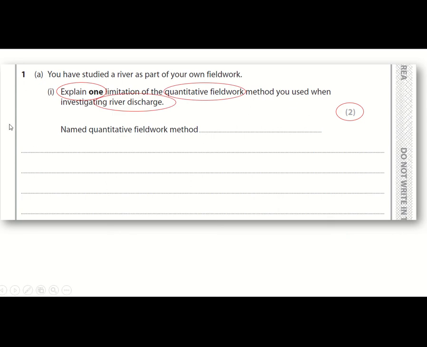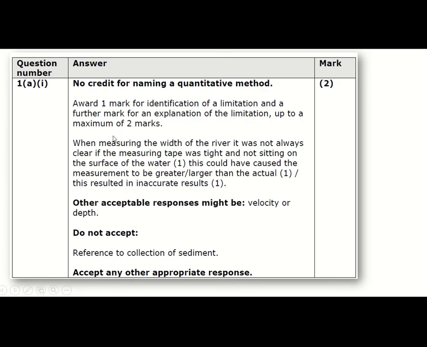So specifically, you need to be looking at things like using a tape measure to measure the river's width. Now, I didn't do that one, but that's a very commonly used one. The tape measure was not tight, or it was slack in the water. That meant that the river measurement was greater than it should have been, which created an inaccurate result. Again, it's only 2 marks, not huge. Accept other responses like velocity or depth. Do not accept reference to collection of sediment.